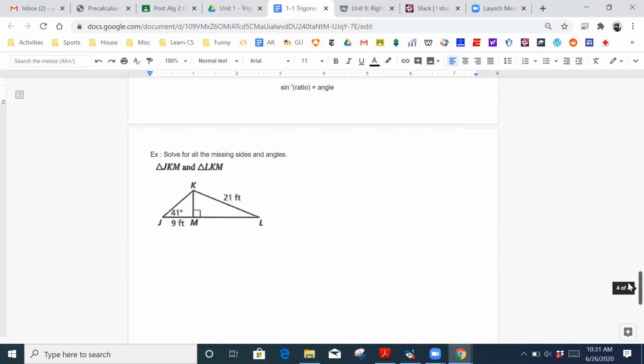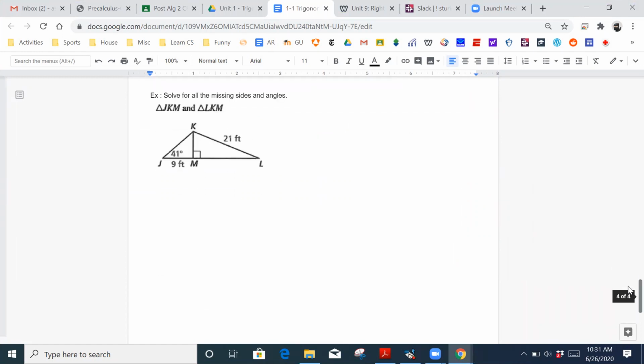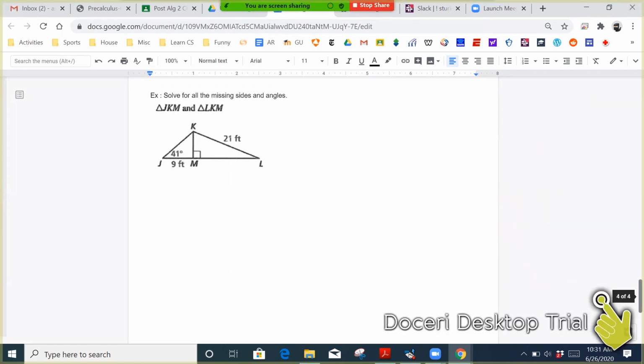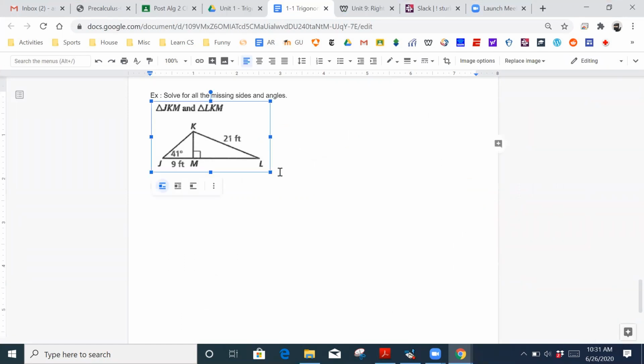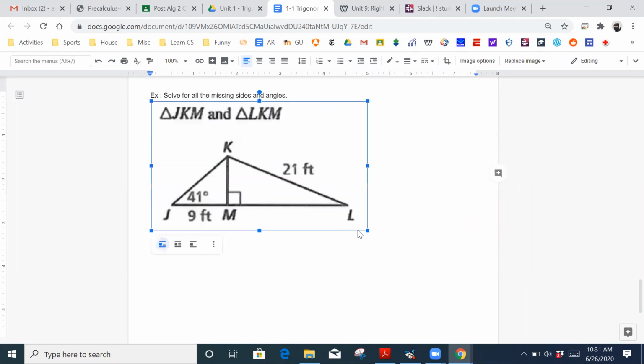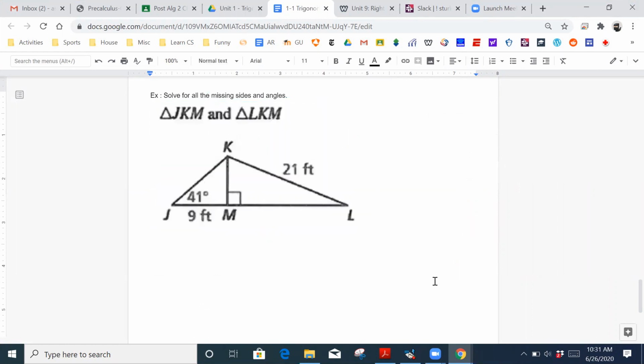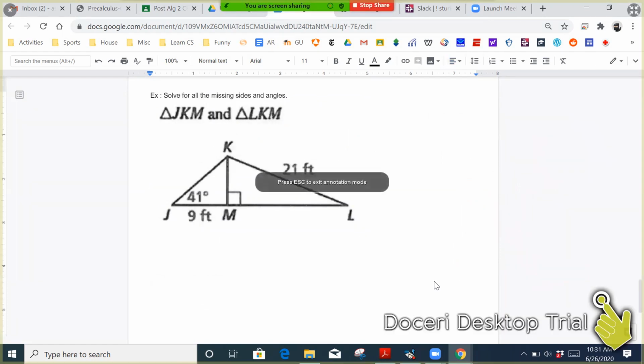All right, so now let's apply all that to this problem right here, and that'll be the end of this video. First we have to solve for all these missing sides and angles. I'm going to make this picture a little bigger so I have room to work here. This side right here, we'll call it X.